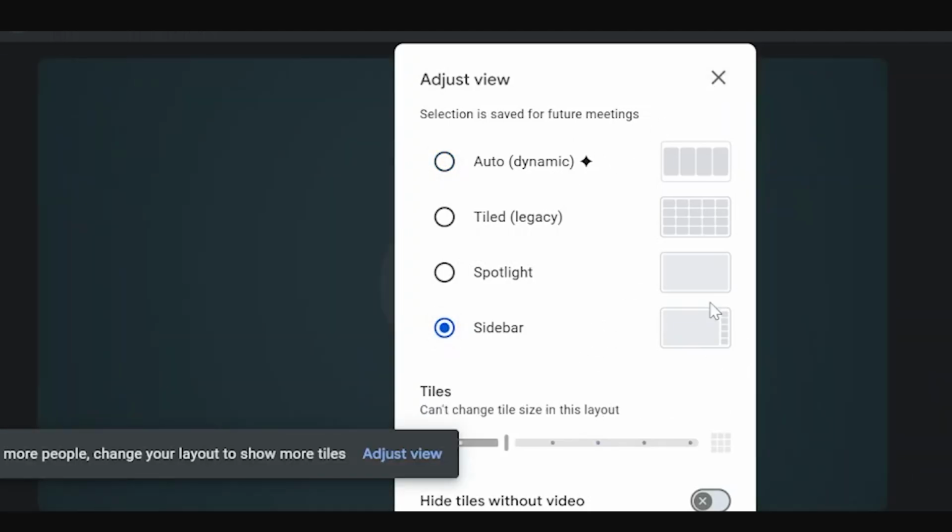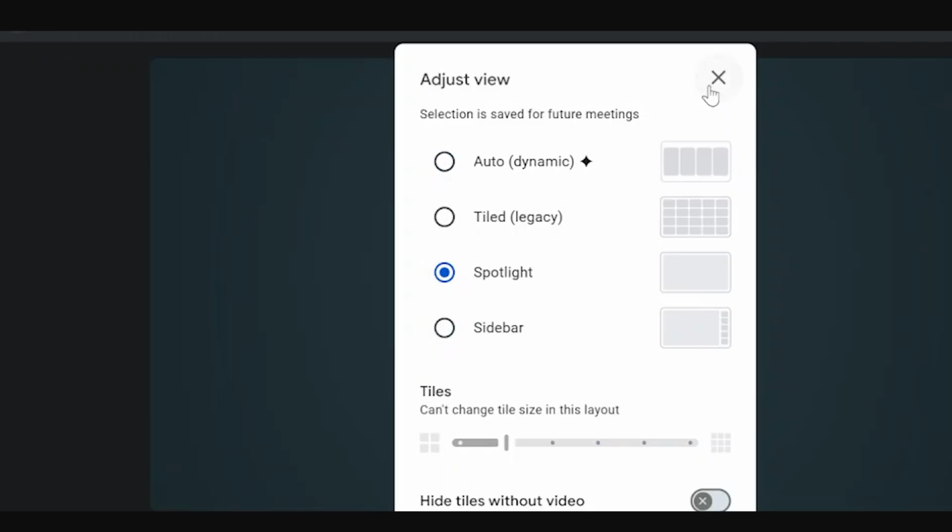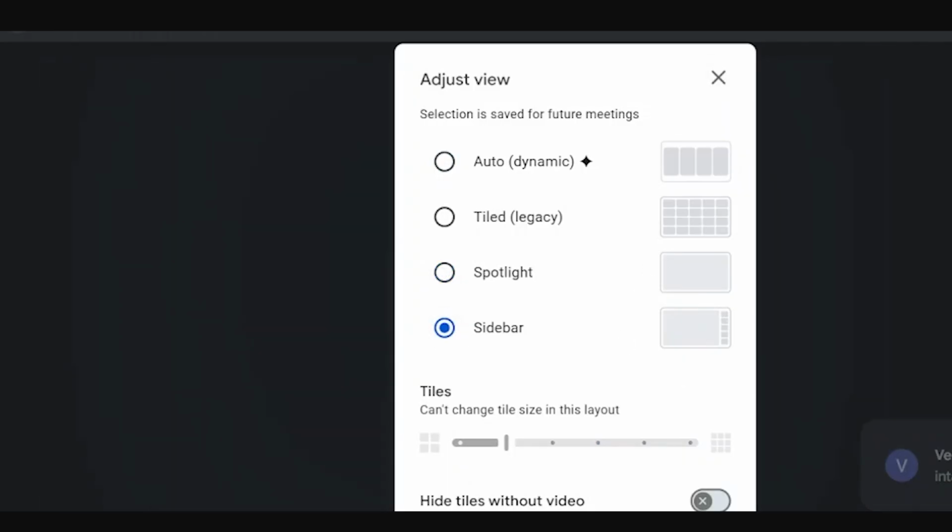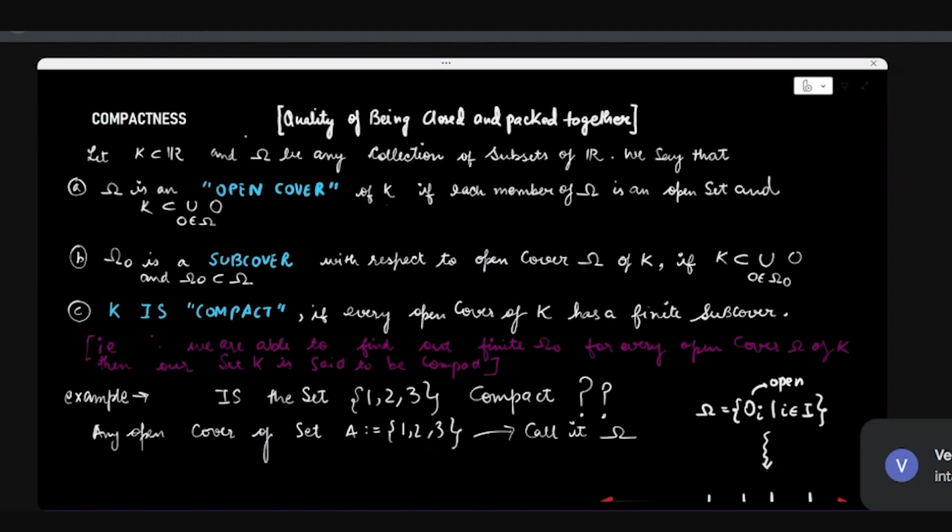Okay, so let me begin. Compactness, in English, means, as Venkat Krishnan said, intact. Vaguely, we can understand it as the quality of being closed and packed together. It's something like we can pack it together, pick up that thing and put it in a box. It's like a vague idea.